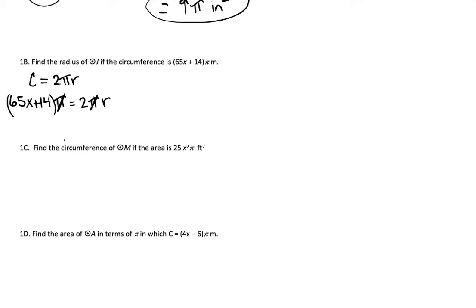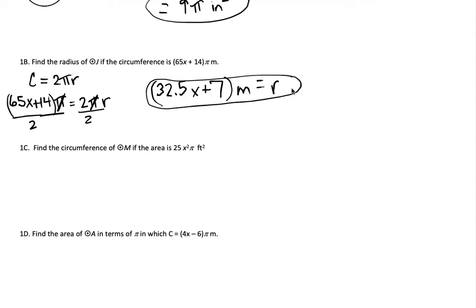I cancel out the pi's right away. And then I'm going to divide by 2. So 65x divided by 2, I believe that's 32.5x. And 14 divided by 2 is 7. So this, and it's meters, is our radius. And that's the answer.